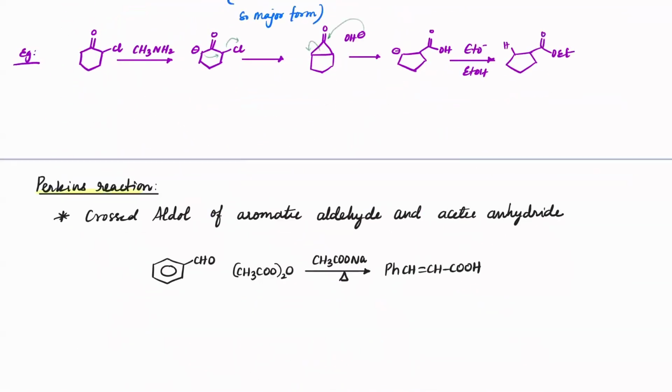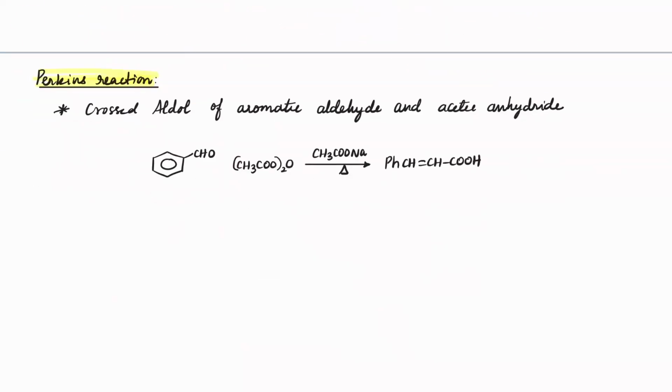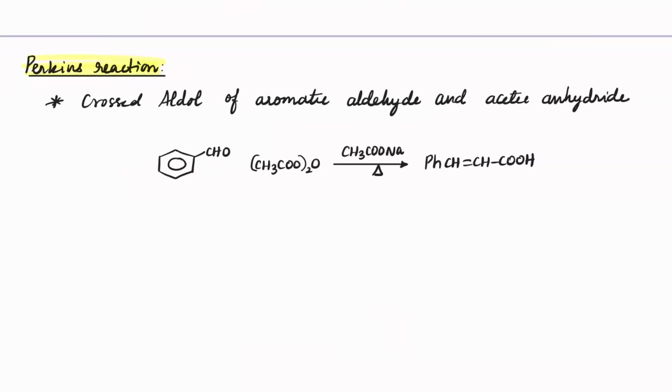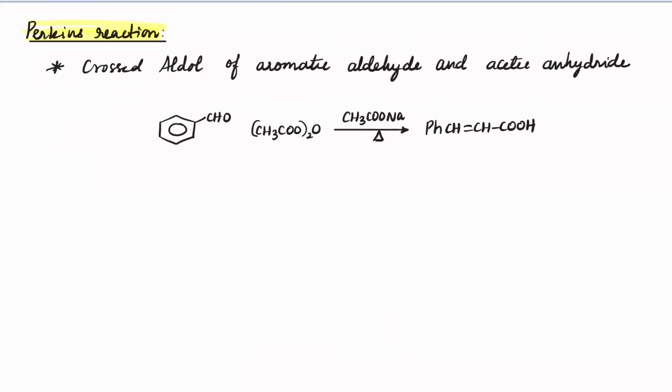Next, let's understand what is Perkin's reaction. Perkin is also a cross-aldol condensation between an aromatic aldehyde and an acidic anhydride. Here you can notice an aromatic aldehyde and an acidic anhydride in the presence of acetate salt. That will give you the product, which is cinnamic acid.